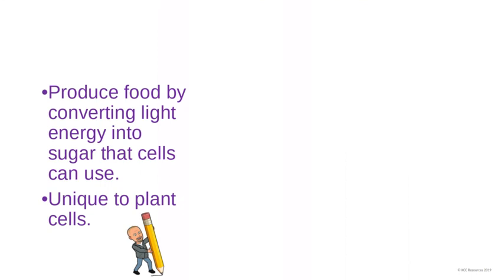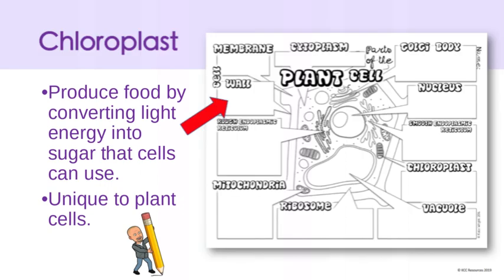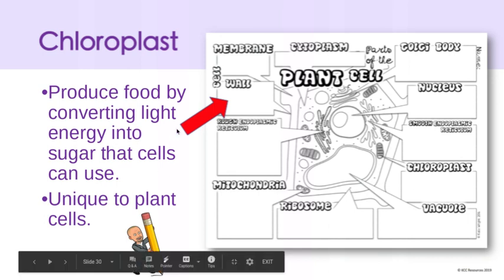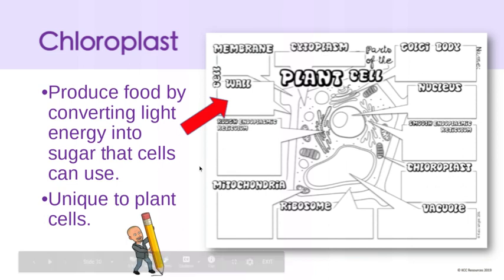Then we have chloroplasts, and chloroplasts are unique to plant cells. They are the way that a plant produces food by converting light energy from the sun into sugar. And then that sugar gets used by the cell as food. So chloroplasts should actually be over here is where you should be writing. This one's in the wrong spot, this arrow. It should be over here. It is in plants only.